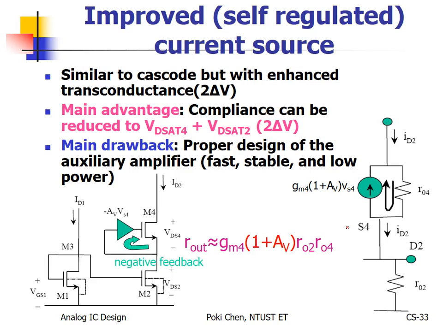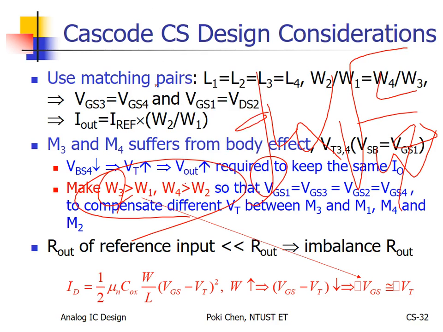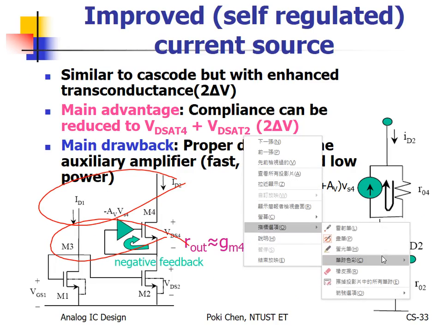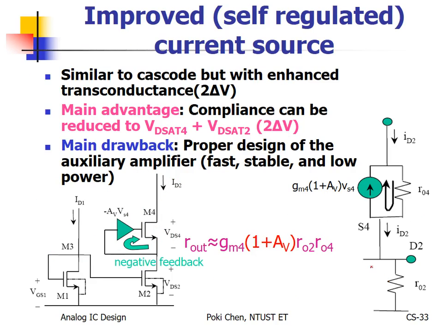How to enhance the output resistance even further? I told you already. Single cascode, double cascode. No. Too much increase in overhead in the headroom. No good, right? So to keep almost the same overhead, what else can you do? This is the so-called improved or self-regulated current source. Actually, it is some kind of negative feedback. All right? Negative feedback.